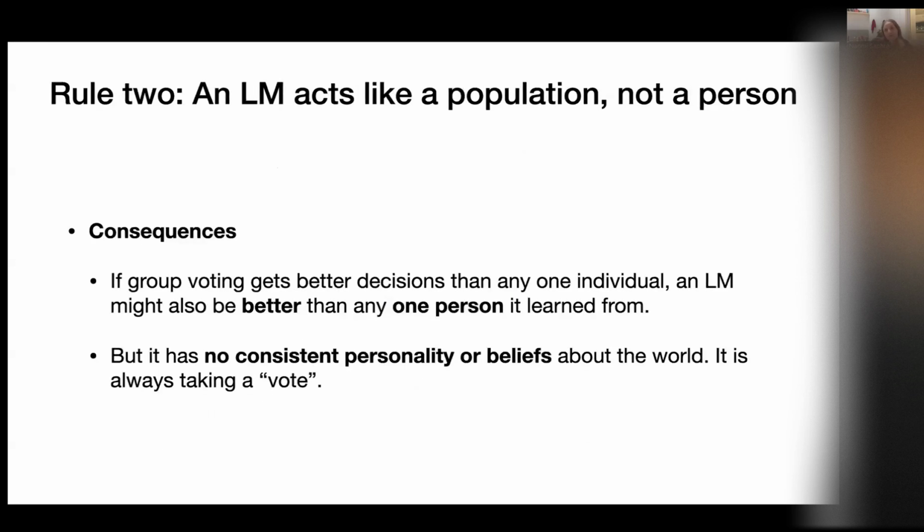So that was rule 2. I've just talked you through how a language model acts like a population, not like a person. You shouldn't expect a language model to act like a person. What this means in practice is that the language model might be better at getting the right answer than any one person it was trained on documents from. But you can't expect it to have a consistent personality. You can't expect it to have consistent beliefs about the world. It's taking a vote of all of the people it's been trained from.